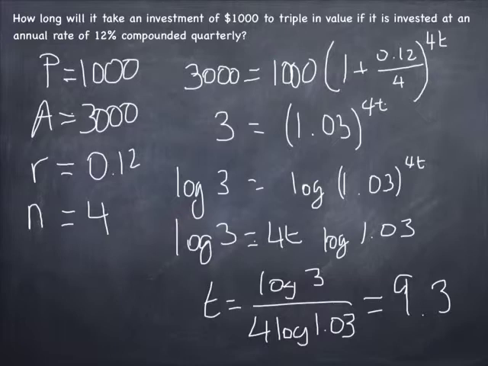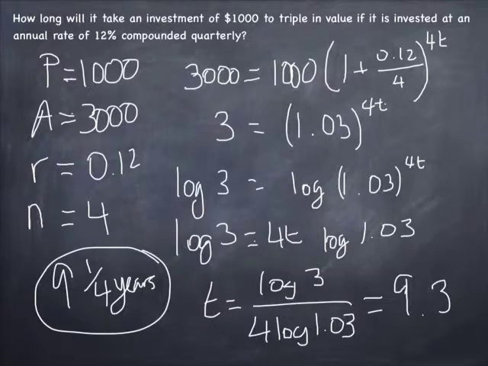So if I want to figure out how long it will take me to triple my original investment, it'll be about 9.3 years, but since this interest is compounded quarterly, I have to go by quarter years, and 9.3 is closer to a quarter than it is to a half, so it's about 9 1/4 years. That would be my final answer.